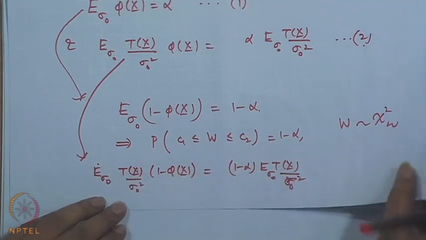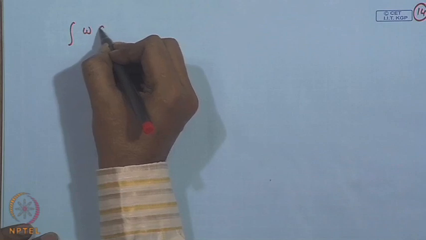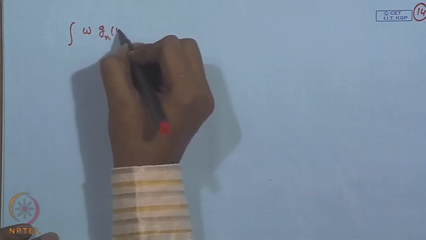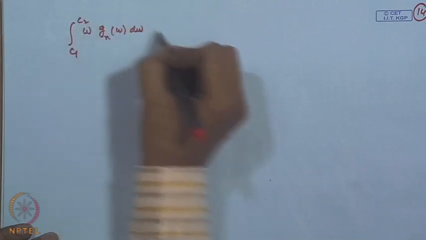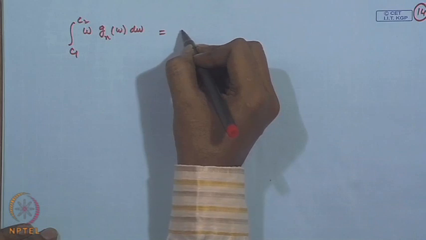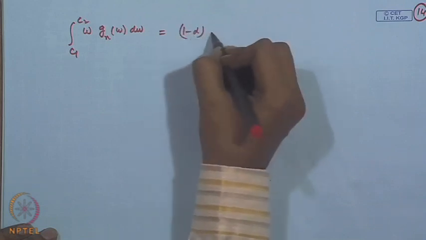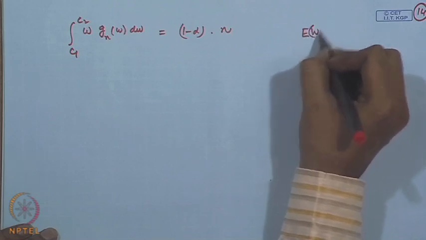So, this is W here. This is the integral of W times the density function of a chi square variable on n degrees of freedom from C1 to C2, and this is equal to 1 minus alpha, and this is n, because the expectation of W is n.